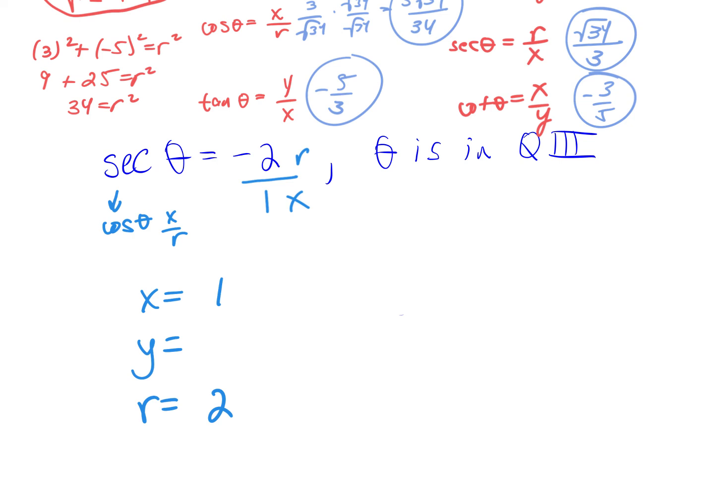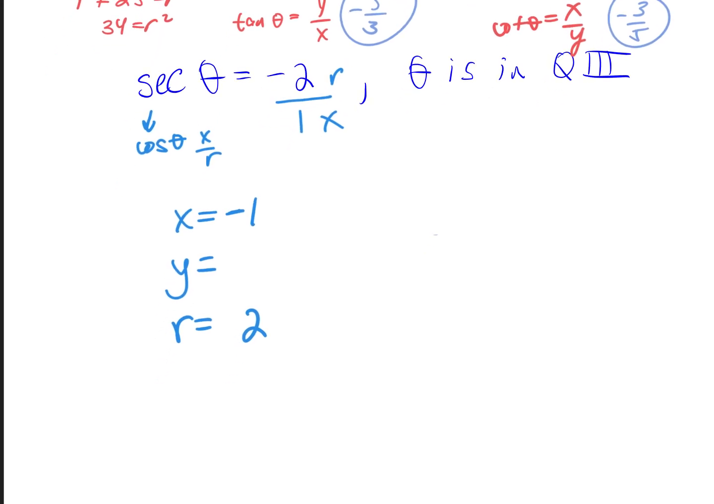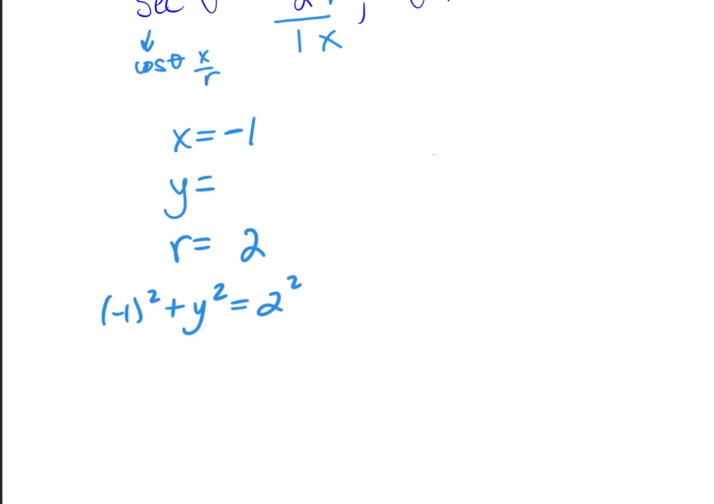No, it can't be both. I like what you're thinking with both. We'll get there in a second. But where does the negative sign go, with x or with r? What did I tell you guys? R is always positive. That's our hypotenuse. So that negative sign has to go here. So we can find our y. We could say negative 1 squared plus y squared equals 2 squared.